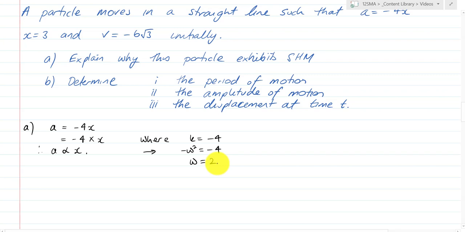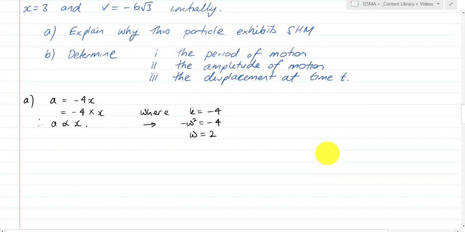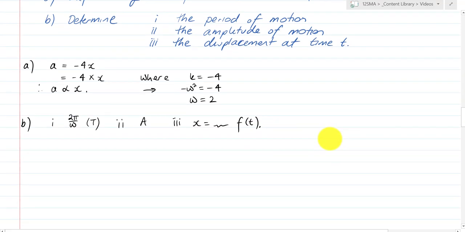Determine the period of motion, the amplitude of motion, and the displacement at time t. So in part B, we're being asked to determine 1, the period, which is 2 pi over omega, that's T, capital T. 2, the amplitude, which is our capital A from that relationship. And 3, x equals some function of t. So that's what it means by the displacement at time t. They're the 3 things we're being asked to find.